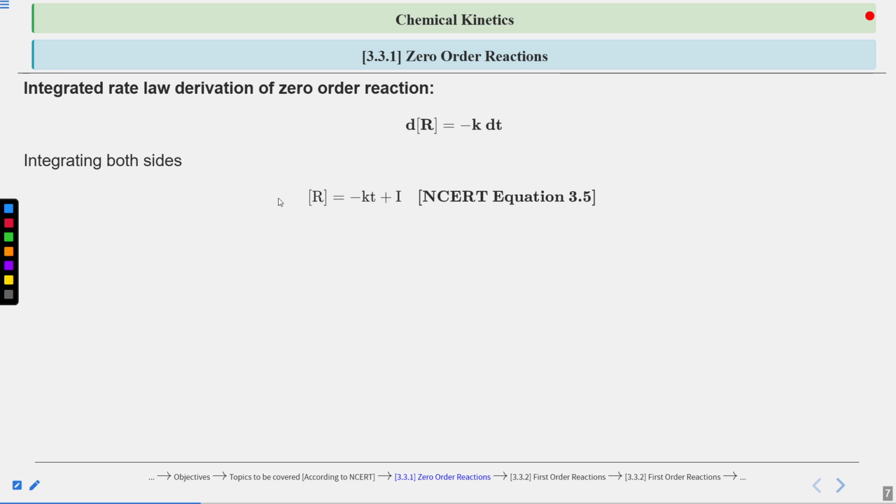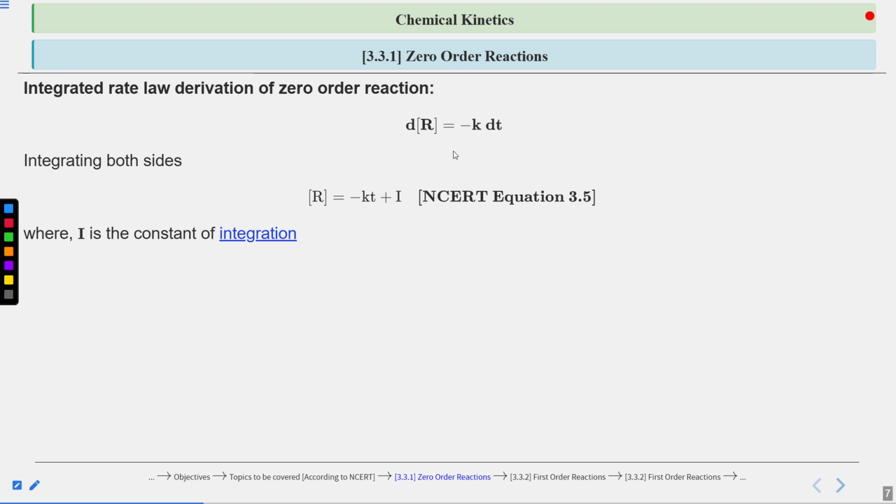Okay, so that's why we have the integrated equation as the concentration of reactant R equals minus kt plus I. Okay, this is NCERT equation 3.5. Now what is I, what does I represent, we will see this. So I is a constant of integration. We call this I the constant of integration.